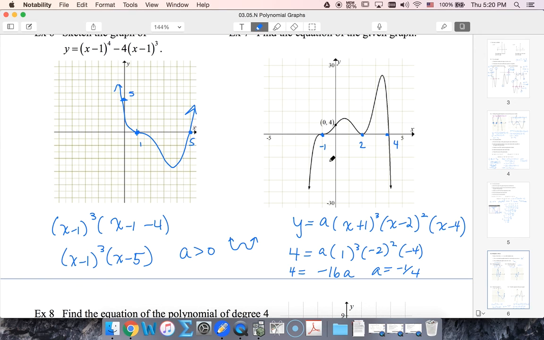So now I have my full equation coming back and replacing my a with negative 1/4. X plus 1 cubed, x minus 2 squared, x minus 4.